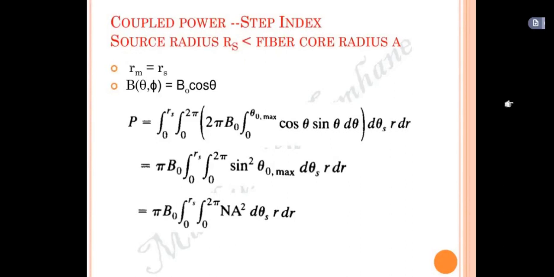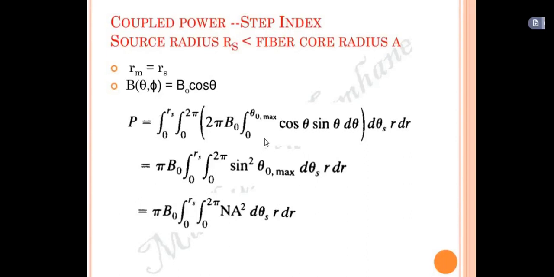Next, try to integrate now. The coupled power for a step index source, where the source radius is less than the fiber core radius. If I am assuming this condition, what is the point I need to consider? Rm is equal to Rs. So whatever Rm value I am assuming, it should be Rs, and B of theta comma phi.